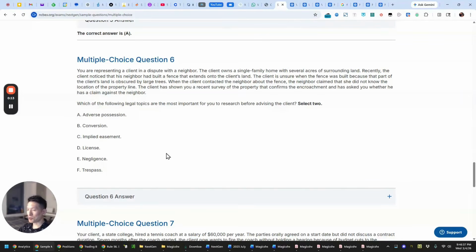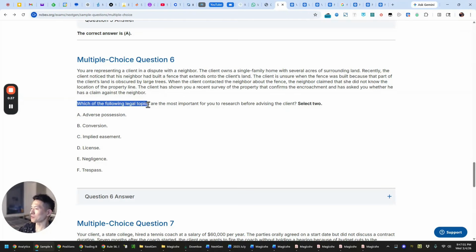And by this point, you probably know what this question is about. Just looking at the answer choices, we can tell that this is a real property question. It's talking about adverse possession, conversion, and so on. Negligence is a torts thing, so I'm going to assume this is maybe our distractor. We're probably going to have to eliminate it. And this is another issue identification type question.